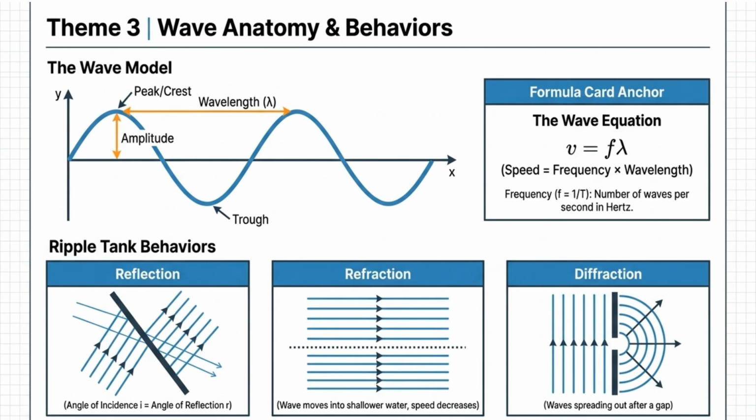Every wave has a peak, a trough, an amplitude, and a wavelength, denoted by the Greek letter lambda. The universal wave equation is speed equals frequency times wavelength. We can observe 3 primary behaviors in a ripple tank. Reflection, where the angle of incidence equals the angle of reflection. Refraction, where waves change speed and direction, usually as they enter shallower water. And diffraction, which is the spreading out of waves as they pass through a gap.